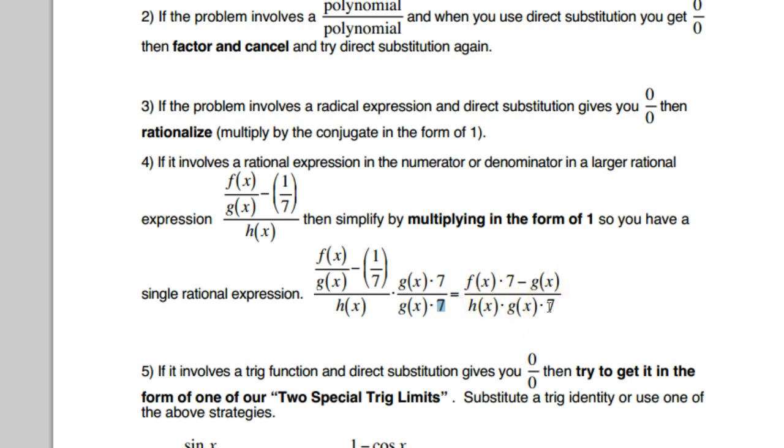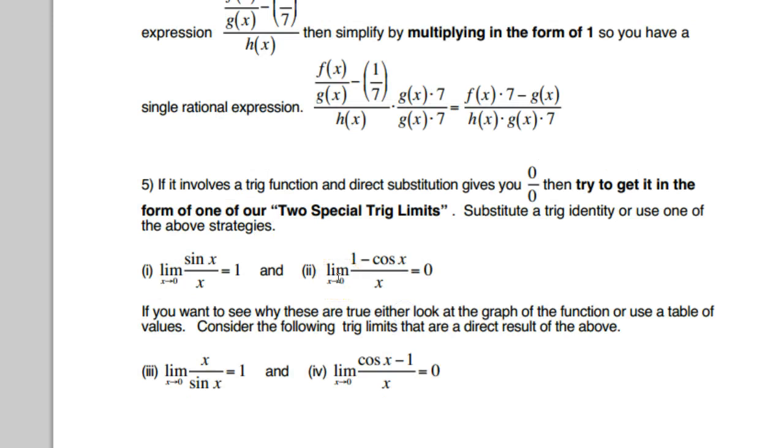And you get f of x times 7 minus g of x over h of x times g of x times 7. Now if it's a trig function and direct substitution gives you 0 divided by 0, then try to get it in the form of one of our two special trig limits. Substitute a trig identity or use one of the above strategies. So the limit as x approaches 0 of sine of x over x equals 1, and the limit as x approaches 0 of 1 minus cosine x over x is going to be 0.